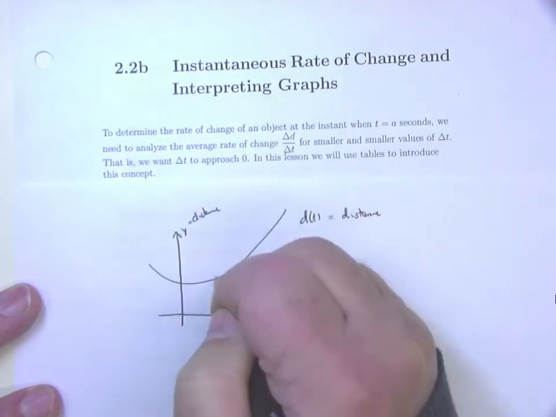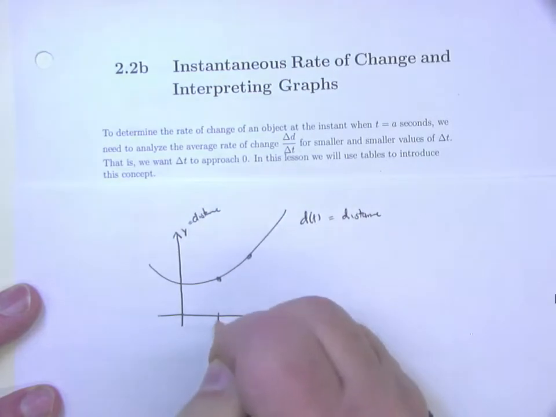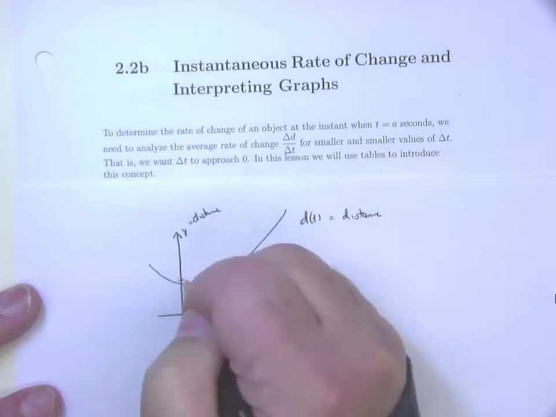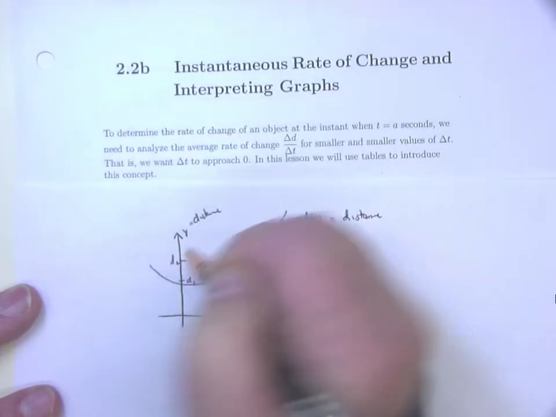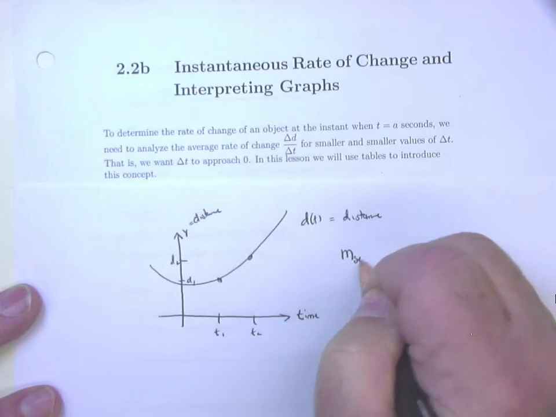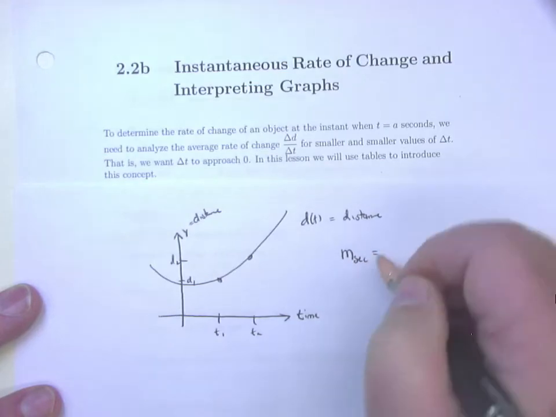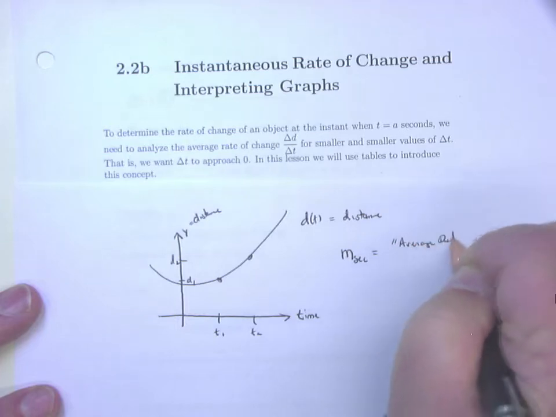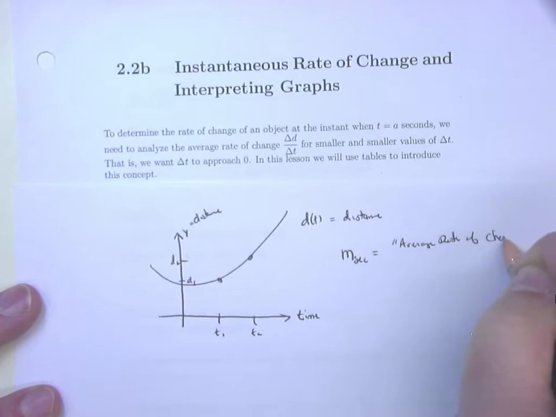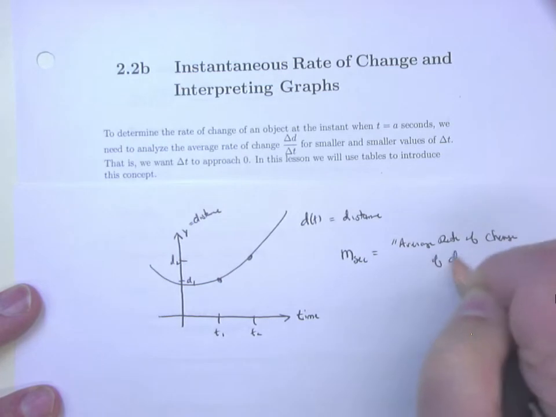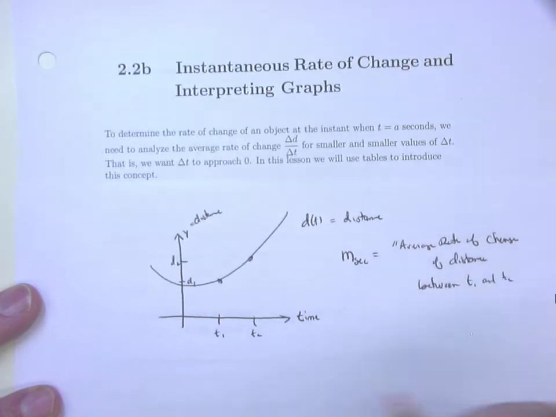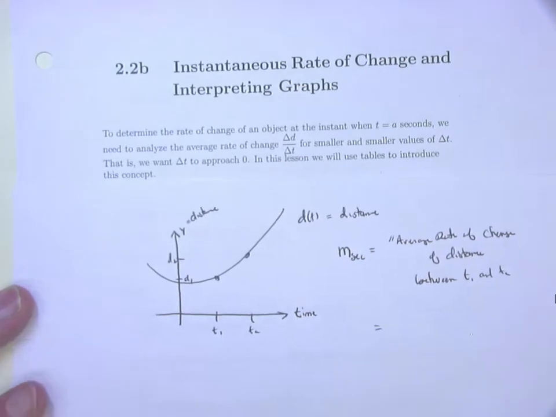And you calculate two arbitrary points. Here's going to be t1, here's going to be t2 here. And you calculate, and this will be d1 for distance, this will be d2 for distance. So we're going to get that slope of the secant line, or the average rate of change here. Average rate of change of the distance between T1 and T2. Well, how do I calculate this average rate of change?